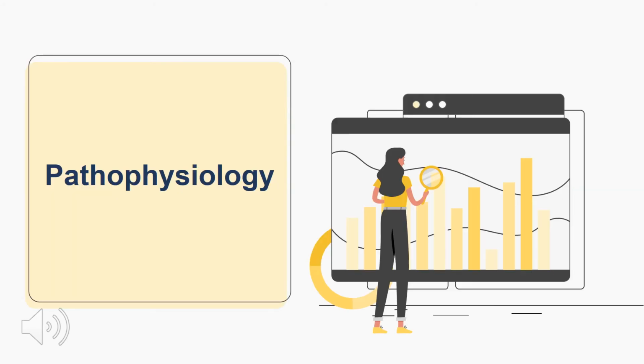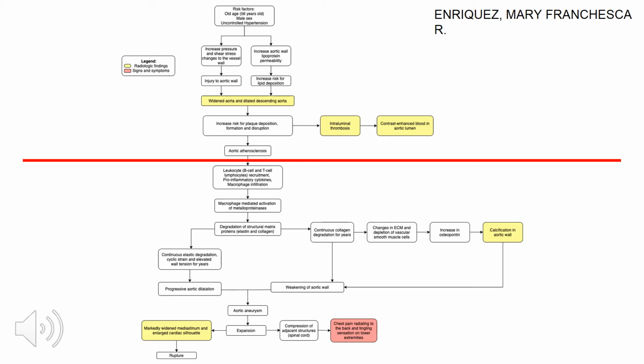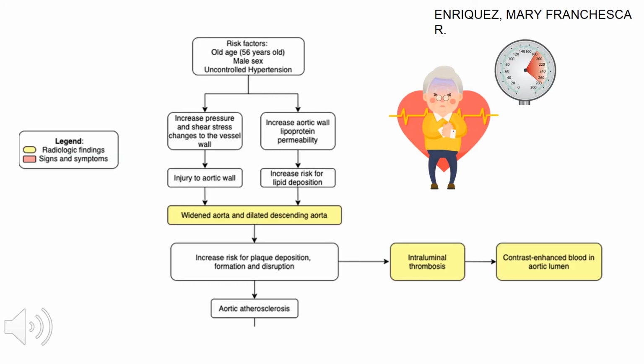So now let's discuss the pathophysiology of aortic aneurysm. We divided this into two major parts. For the first part, we discussed how the development of aortic atherosclerosis came about, which is the most common pathologic cause of degenerative aortic aneurysm. Initially, the patient presents with coexisting risk factors for diseases of the aorta such as his age, 56 years old, of male gender, and of course, his uncontrolled hypertension as exhibited by his uncontrollable blood pressure.